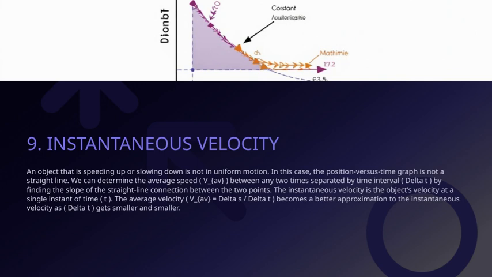To find the average speed between any two times, we look at the straight line that connects those two points on the graph. The slope of that line gives us the average speed, which is represented as v_av.